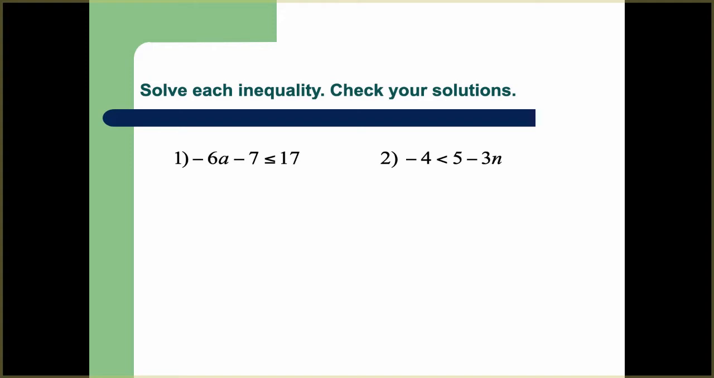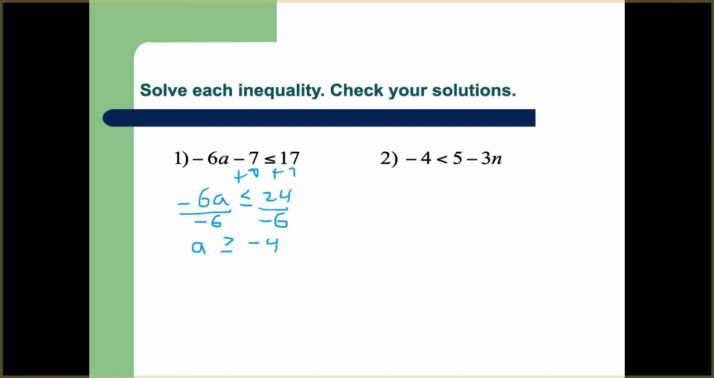So here we go. We have negative 6a minus 7 is less than or equal to 17. We're going to add 7 to both sides. And we get negative 6a is less than or equal to 24. We then need to divide by the coefficient of negative 6 to get a by itself. And a is greater than or equal to negative 4. Remember, we divided by a negative number, so we had to flip the inequality. Our answer is a is greater than or equal to negative 4.